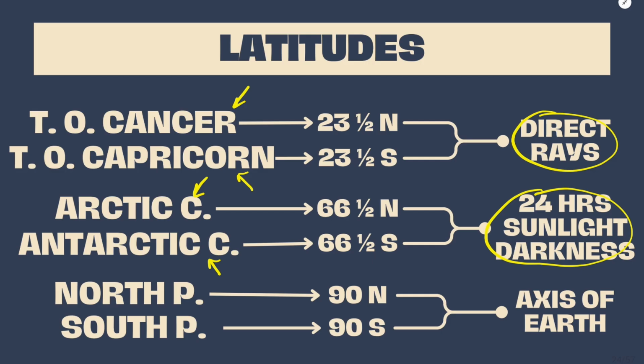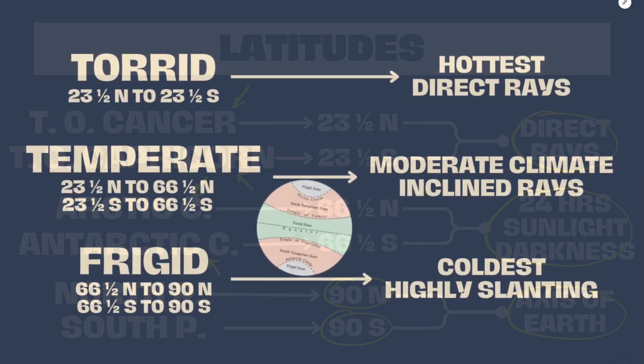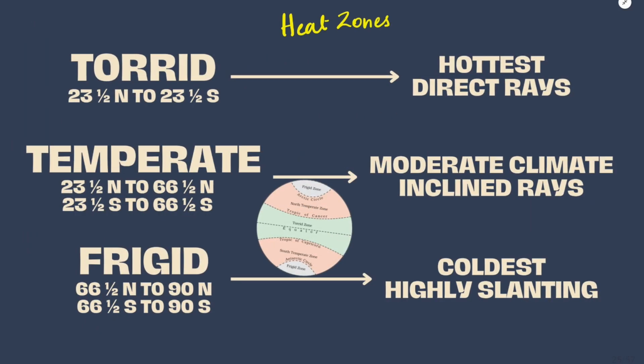And we saw the North Pole at 90 degrees north and the South Pole at 90 degrees south. The axis of the Earth passes through these 2 points. We also saw the different heat zones of the Earth. We saw the torrid zone, which means very hot and dry, between 23.5 degrees north and 23.5 degrees south. This is the hottest zone as the sun's rays are direct.